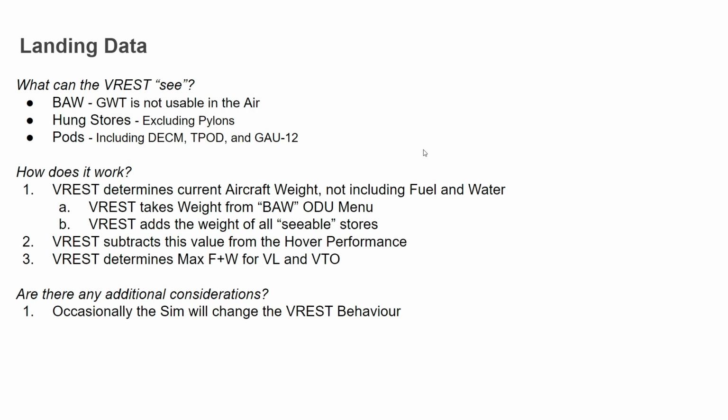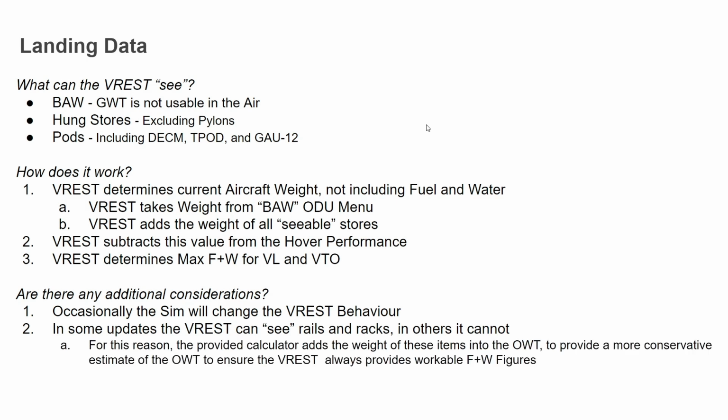So what additional considerations do we need to keep in mind? Occasionally the sim will change the VREST behaviour. In some updates the VREST can see the rails and racks, in others it cannot. For this reason, the provided calculator adds the weight of these items into the OWT to provide a more conservative estimate of the OWT to ensure the VREST provides workable fuel plus water figures. So it's not always immediately obvious that the jet has been able to detect, say, the DITAs racks, and apply that in its calculations.